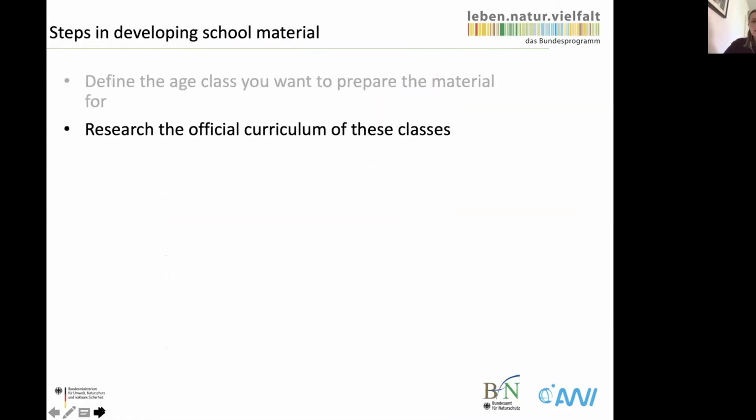And then the next step was to research the curriculum of these classes. So what is already done there? Would it fit into making or preparing materials, or is it just something that's not happening there? Because then it wouldn't be good to prepare something, because no one will use materials that don't fit their curriculum.